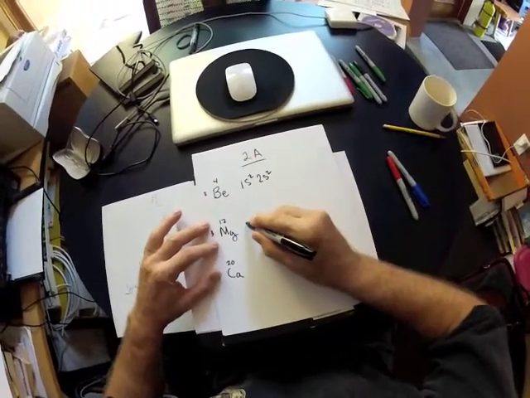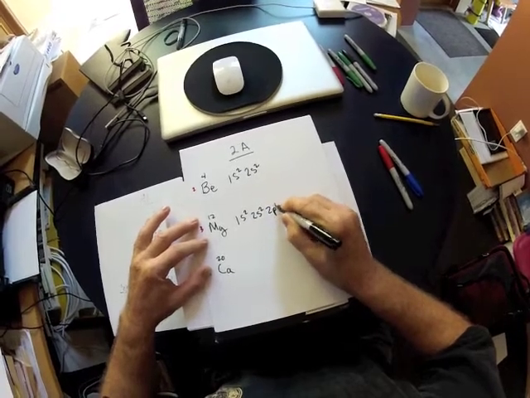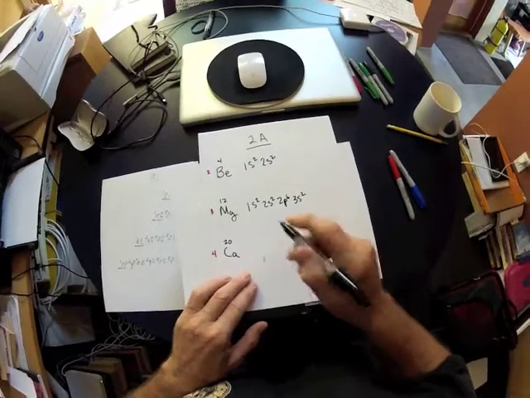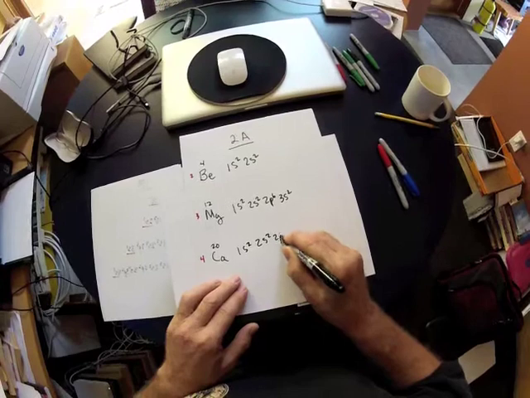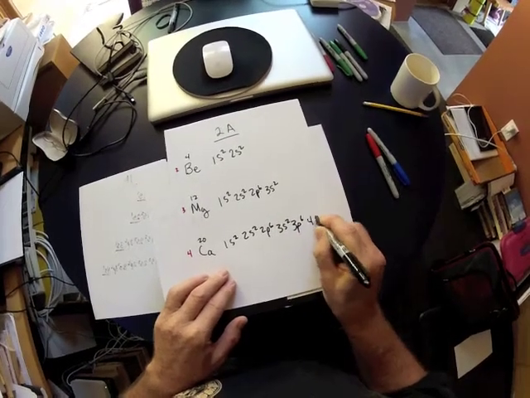Magnesium, 12 electrons, 1s2, 2s2, 2p6, 3s2. And then calcium, which has 20 electrons, 1s2, 2s2, 2p6, 3s2, 3p6, 4s2.